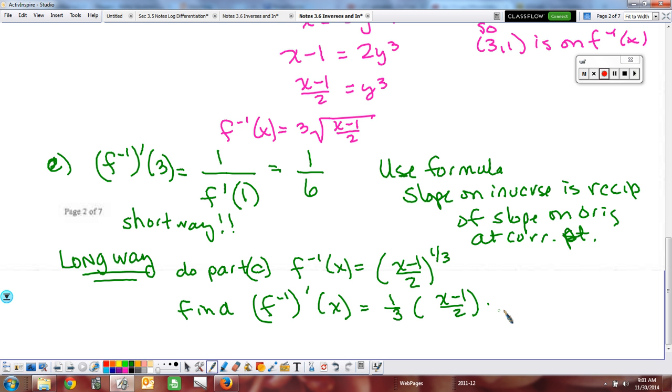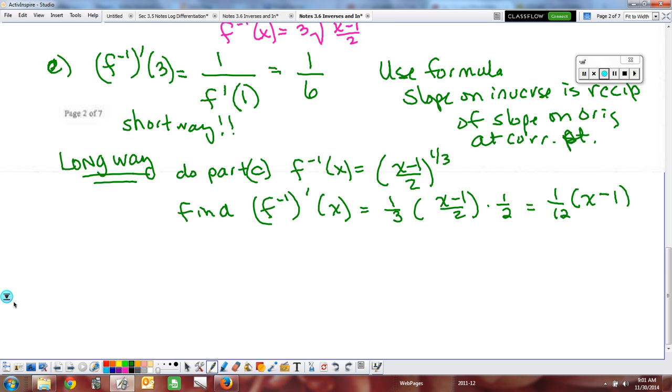Remember, this is just 1/2 times. So it would be 1/2 x minus 1/2, which is just 1/2 for its derivative. All right, so we would end up with 1/2 times x minus 1 for our derivative.